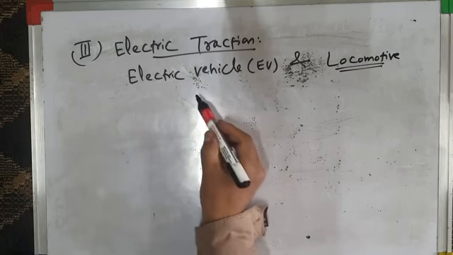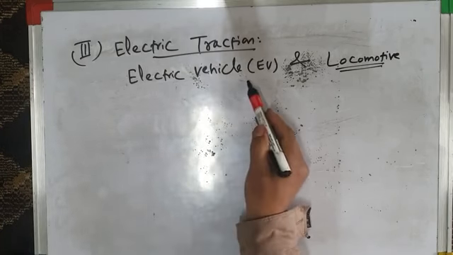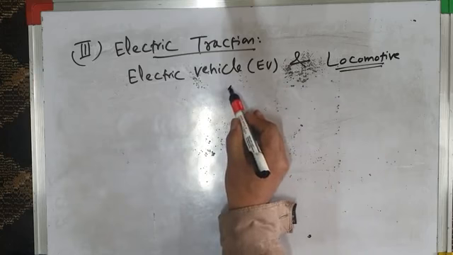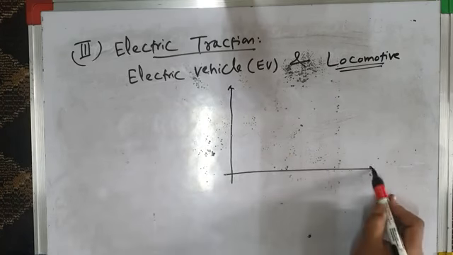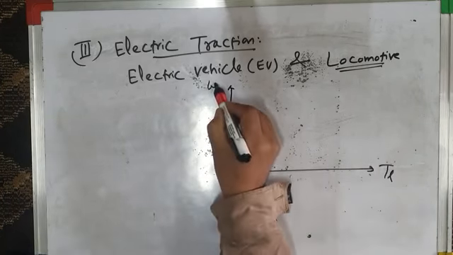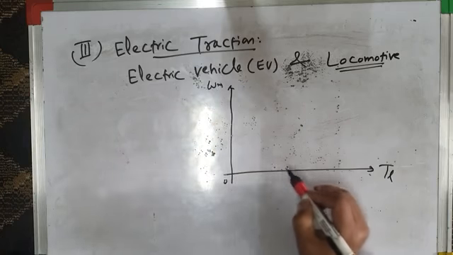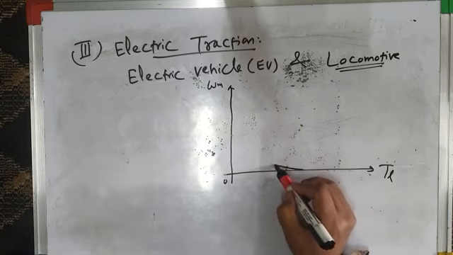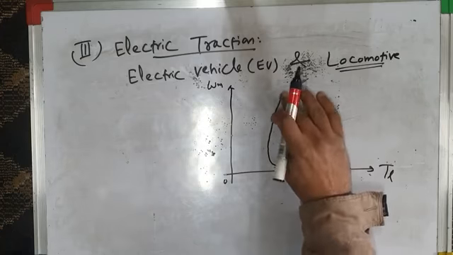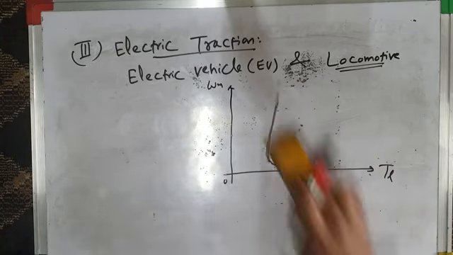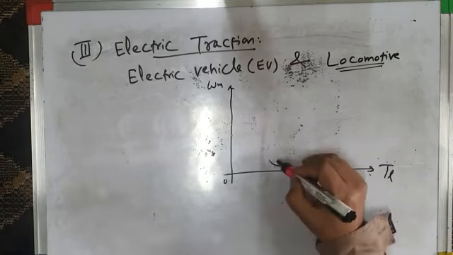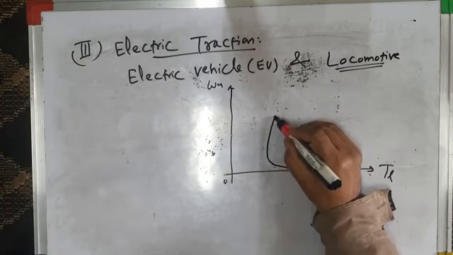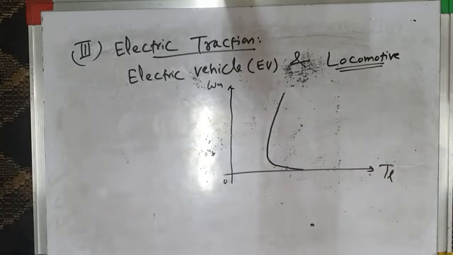And for the electric traction type of load, whether it's an electric vehicle or locomotive, the load torque characteristics are like this. So this is load torque versus speed. Torque speed characteristics are like this. Sorry, let me correct it. These are the torque speed characteristics.